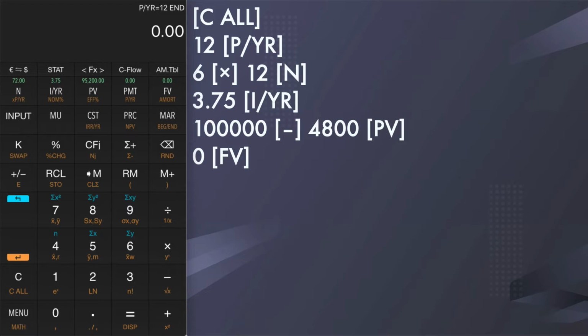Your payments start at the end of the first period. Therefore, make sure that your payment setting is end. To change the payment as begin or end, tap yellow shift and beg or end. Then tap PMT to calculate the monthly payment. The result is minus $1,478.60. This number is negative since you have to pay the loan $1,478.60 to the bank.